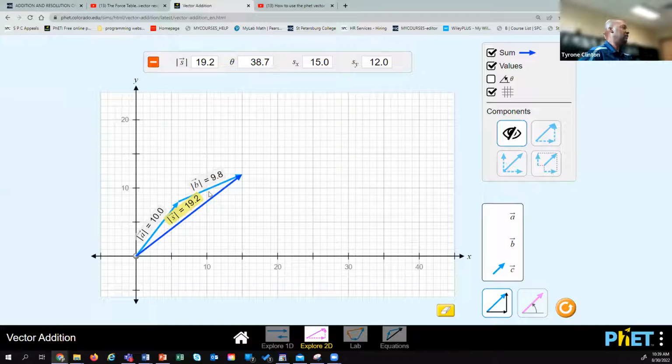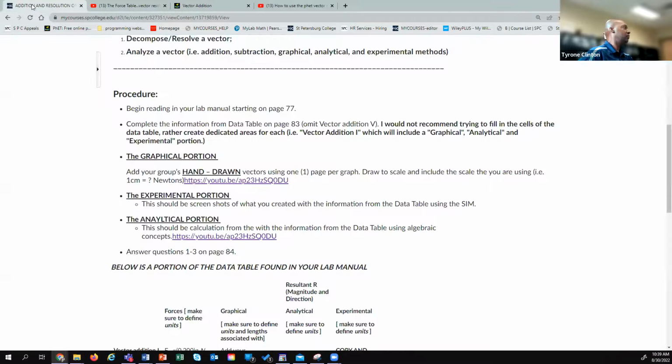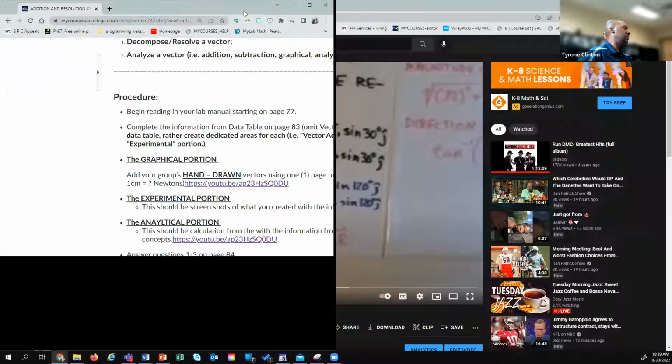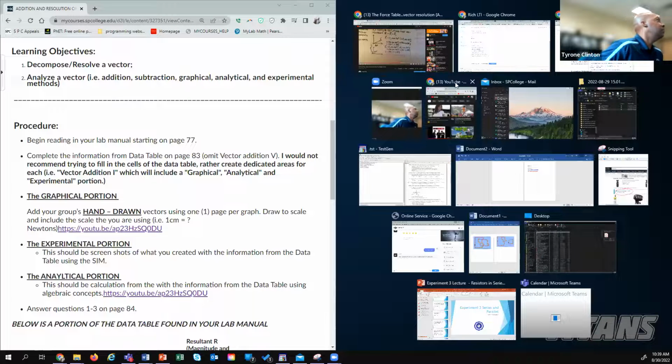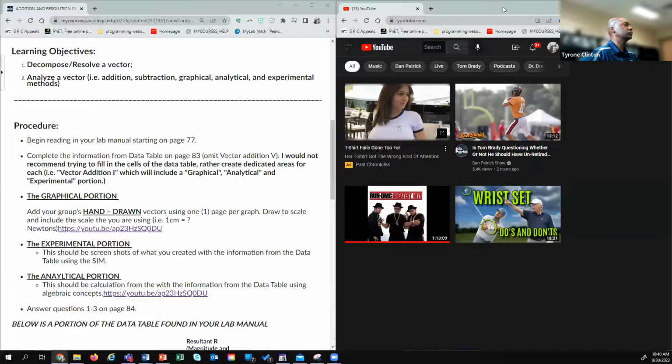So going back to the PhET simulation, coupled with what you're going to do, let's split the screen here and put these two together. Where did my PhET simulation go? Sorry.